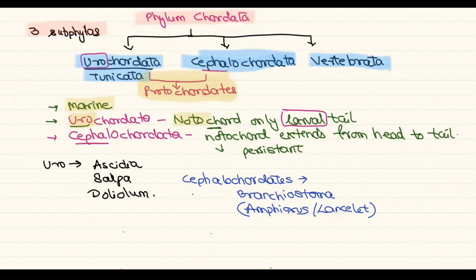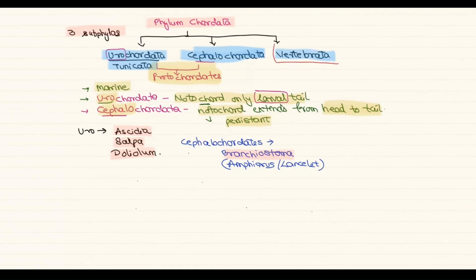Urochordata, the word says that the notochord is present only in the larval tail, whereas Cephalochordata, the word says that the notochord extends from head, cephalic, to tail, and this notochord is persistent throughout the life. The common examples for Urochordata are Ascidia, Salpa, Doliolum, and for Cephalochordata, Branchiostoma. Now let's see about the third subphylum called the Vertebrata.